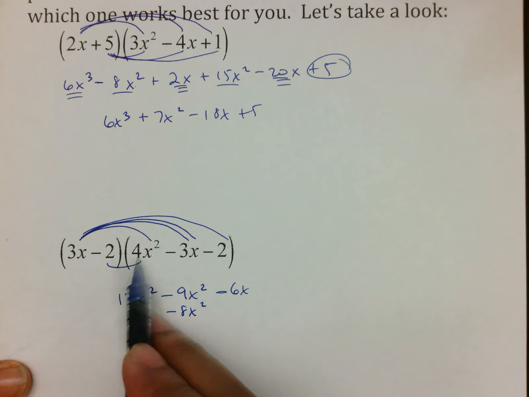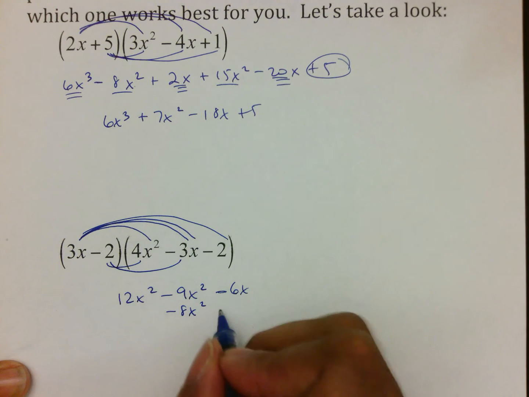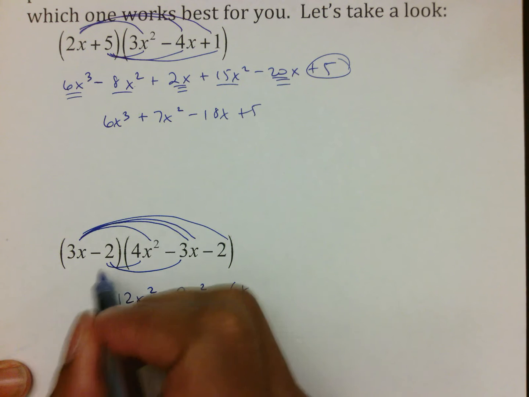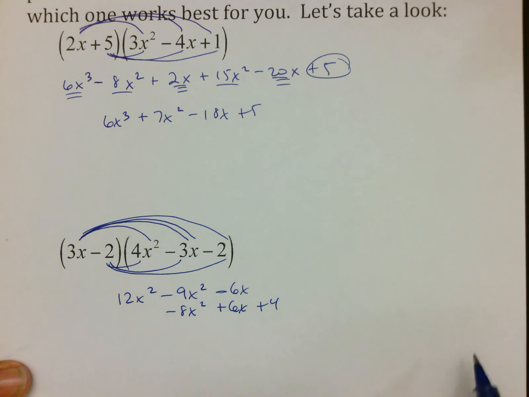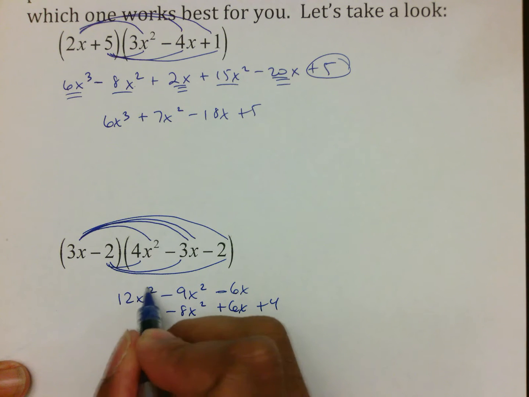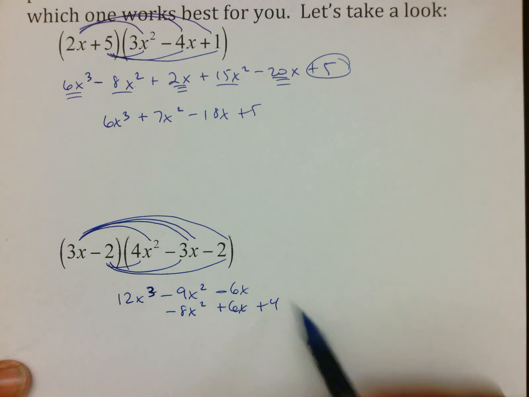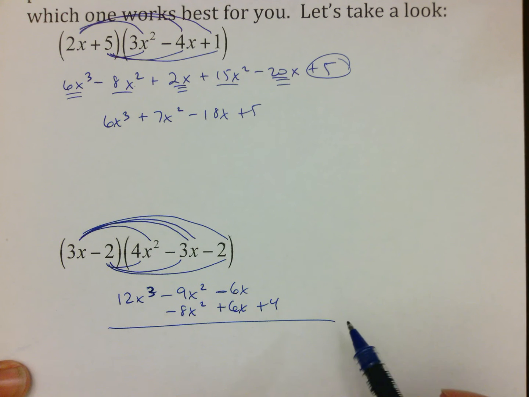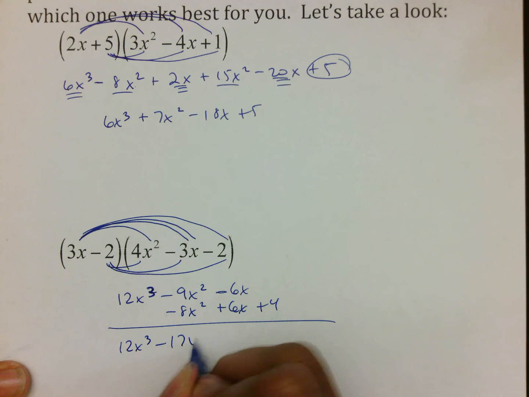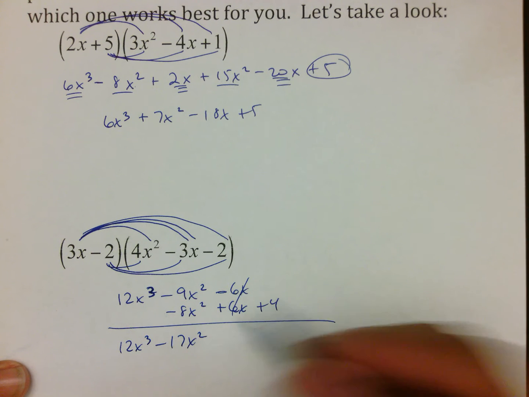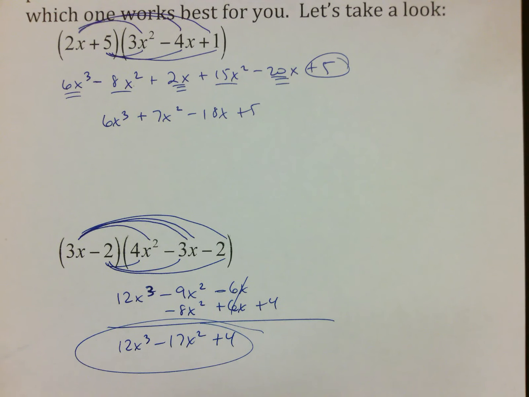So negative 8x squared goes under 9x squared. This makes a positive 6x, which I'm going to put here. And this makes a positive 4, which of course is the constant term. So now you notice, this actually should be x to the third. But now you notice my exponents go 3, 2, 1, and then none. And all I have to do is combine them, getting 12x to the third, negative 17x squared, 6x and negative 6x actually cancel, and then plus 4, which gives me the answer.